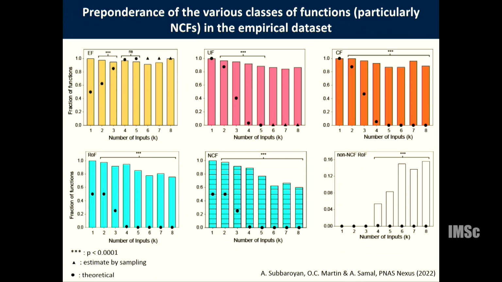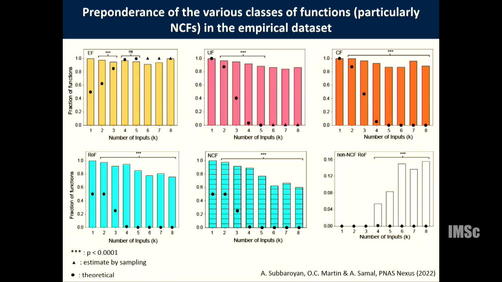Okay. So if you ignore the effective functions, here's something I wanted to let you know. As k increases, almost every function is an effective function. Hardly any function is ineffective. So choosing amongst the effective functions is almost like choosing a random function. If you ignore the effective case, all the other classes, unit, canalizing, read-once, and nested canalizing, are enriched in the real data. You can see the difference between the black dot and the bar. We have done a statistical test to show that it is really enriched.